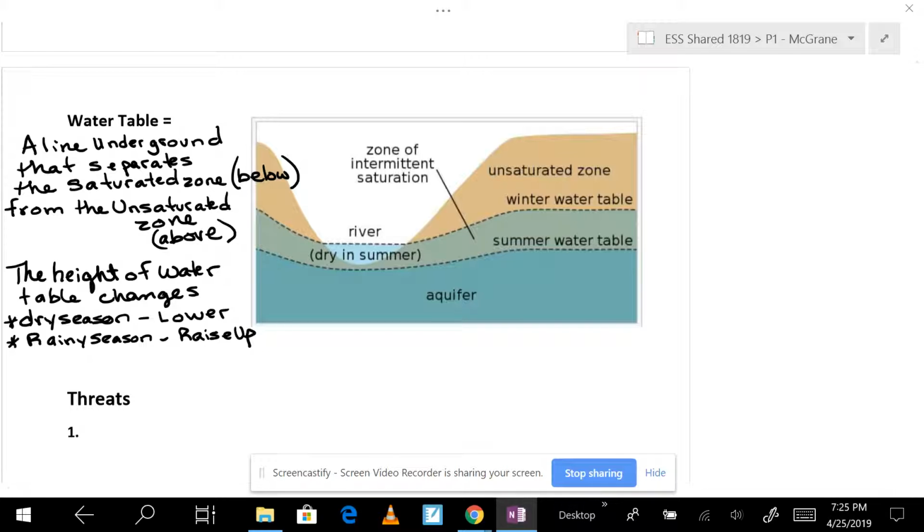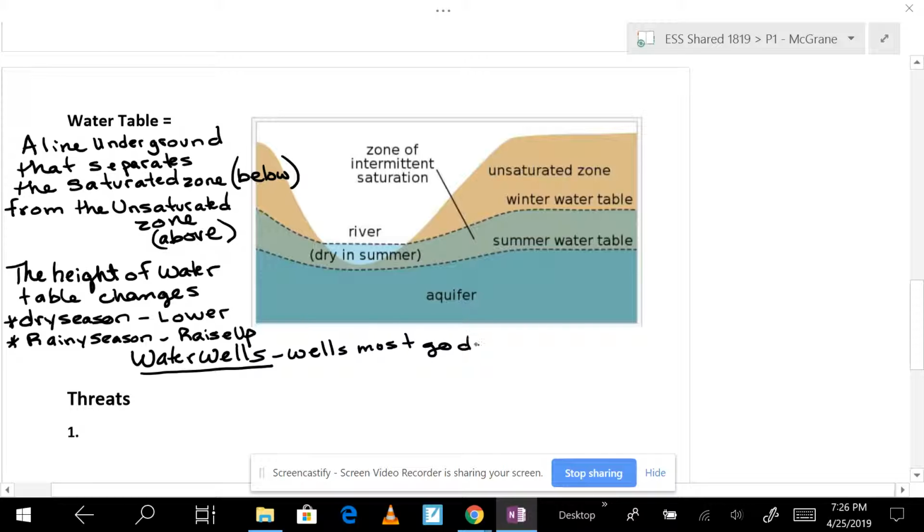Something that you need to really understand is that when we are talking about changes in the water table and we're dealing with our water wells, I don't care if it is a rainy season or a dry season, all wells must go down below the water table.